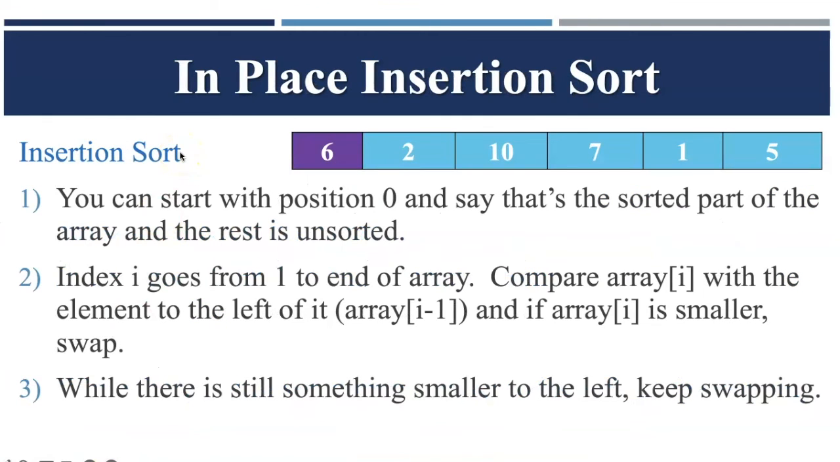So the slightly better insertion sort is an in-place insertion sort, where you can start at position 0 and say, whatever's in position 0, I'm just going to say that's my sorted portion of this array, and everything to the right is unsorted. And then you're going to move on to the next position. Well, let me look at 2, compare it with the item to the left. If 2 is smaller than the item on the left, then we're going to switch places. And if you're not in position 1, you might have a trickle down effect.